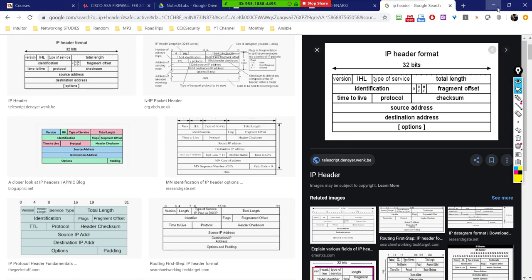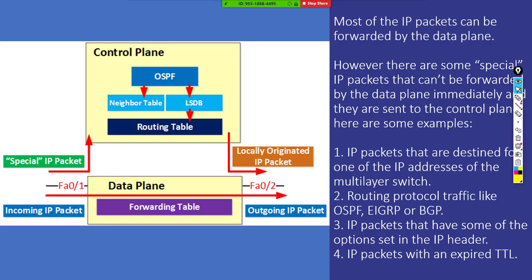Now that is also considered a special IP packet, and your data plane will not be able to pass it on, or switch it directly to the outside interface. It has to go to the control plane, which will check, and then decide whether to send it to the data plane and then go out, or select the existing interface directly from the control plane and go out. Okay, that is your control plane.